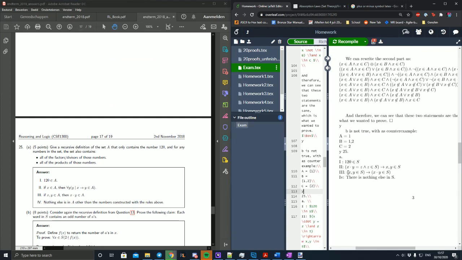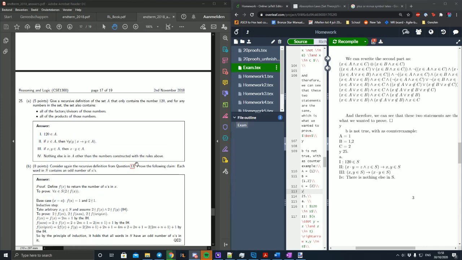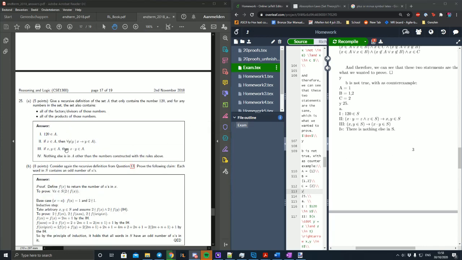120 is part of X. Oh, they did it in a different way. They say if X is part of X, then if X is part of A, then for all Y, if Y divides X, then Y is part of A. I don't know if we would get full points for this one, so I'm going to deduct one more. Okay, so, and then we have nothing else. Yep, yep. And this one is correct.